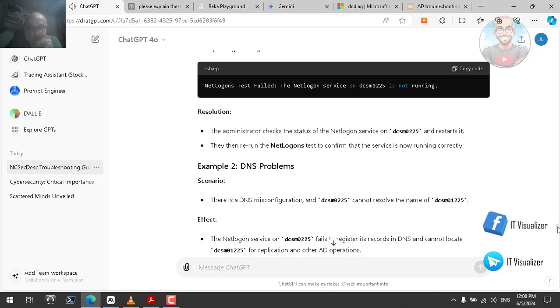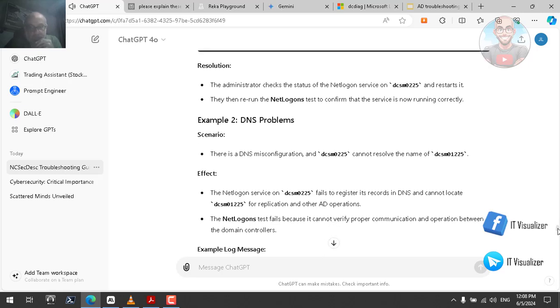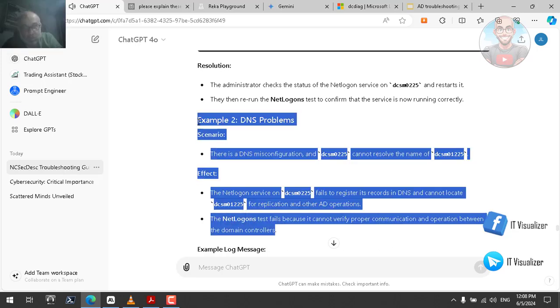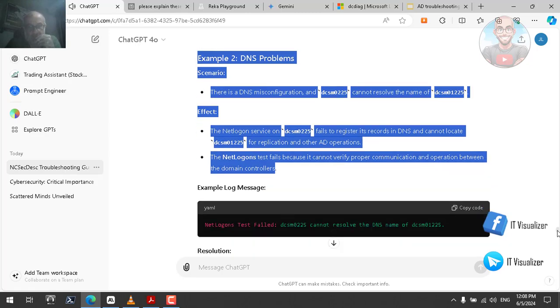Example 2. DNS problems. Scenario. There is a DNS misconfiguration and DCSM025 cannot resolve the name of DCSM01225. Effect. The Netlogon service on DCSM0225 fails to register its records in DNS and cannot locate DCS01225 for replication and other AD operations. The Netlogons test fails because it cannot verify proper communication and operation between the domain controllers. Example log message. Netlogons test failed. DCSM0225 cannot resolve the DNS name of DCSM0125.